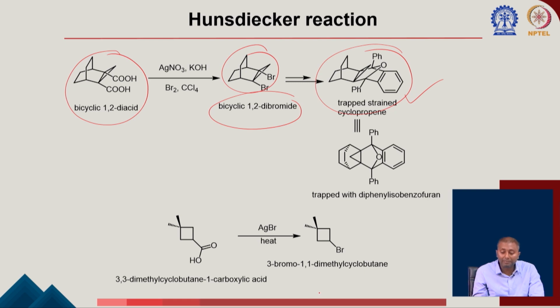And then there is another example here. You can see, starting from this carboxylic acid, using silver bromide and heat, which is the original condition, you can make the corresponding bromide here.